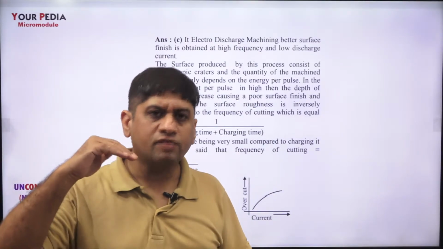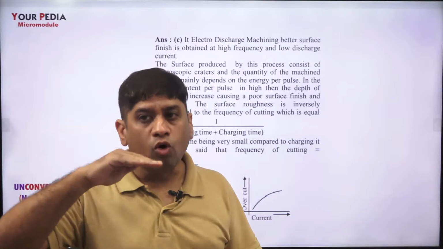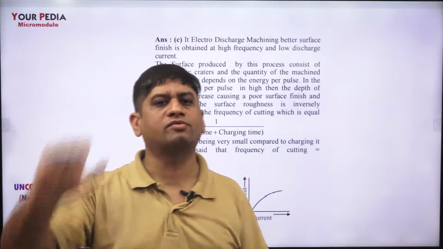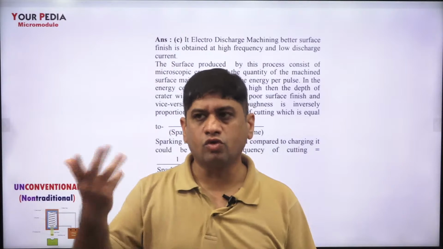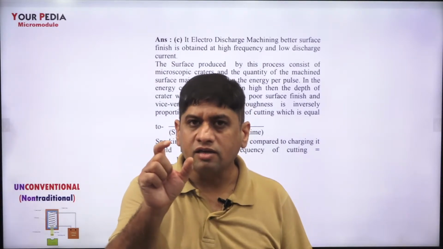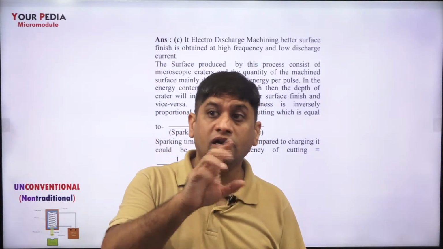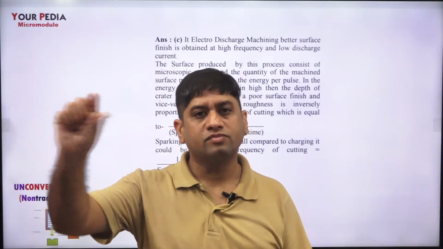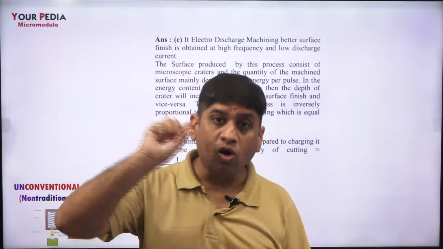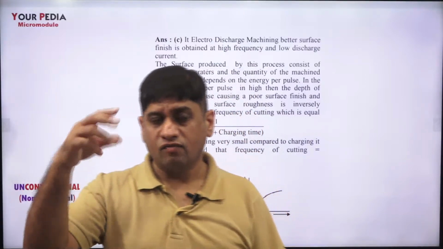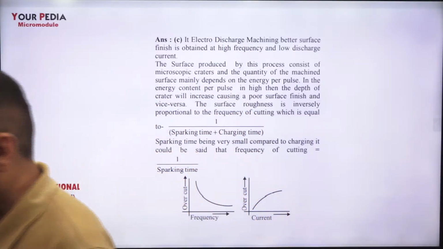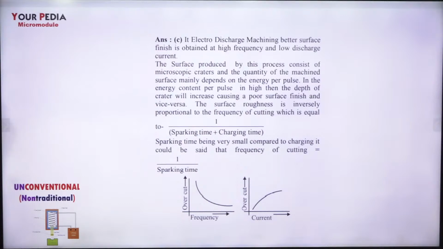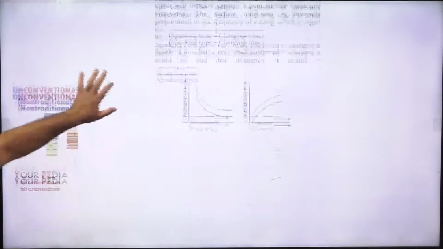If you increase the frequency of discharge, more craters of very small depth will be formed. That means good quality. Fewer craters of large depth lead to a poor quality surface. More craters at high frequency but small depth, because of low current, will give you good surface quality. That is the meaning of it. So in the EDM process, electric discharge machining, this is how you need to understand the entire thing.